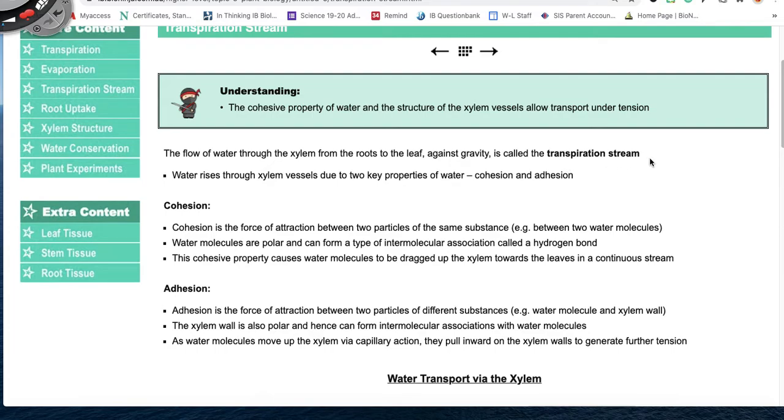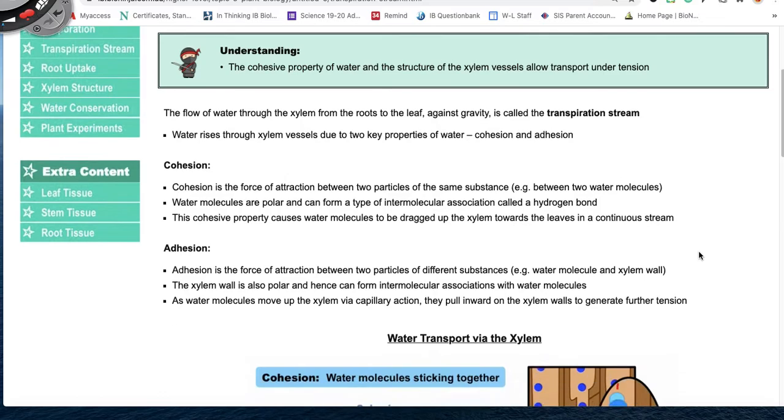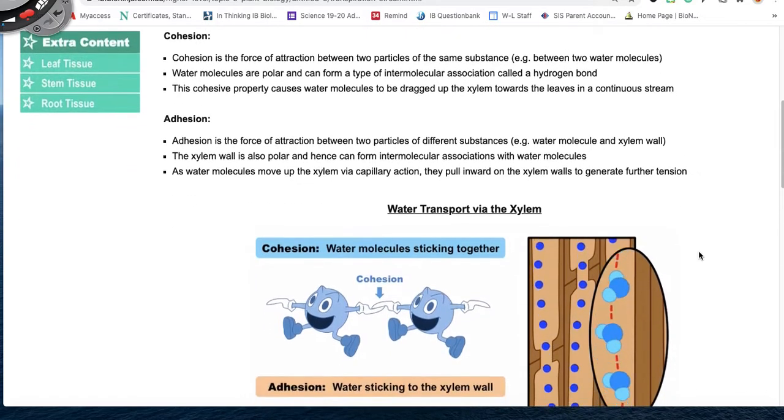That pull, or that movement, is called the transpiration stream, or the transpirational pull. We see water rising through xylem vessels because water has two key properties. One is known as cohesion and one is known as adhesion. And you've seen those properties before.